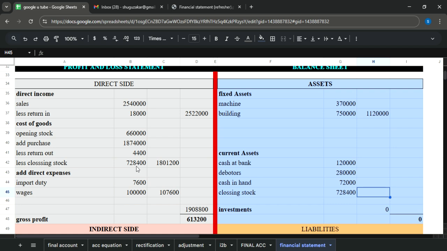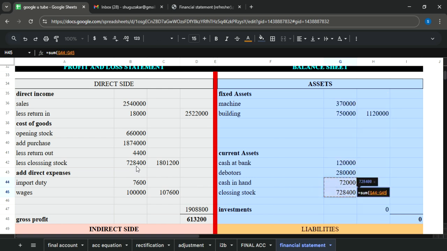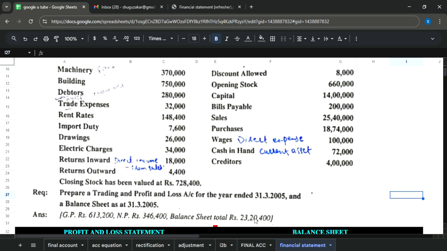We have four elements in current asset side. So sum has been taken. Now let's take sum of investment, then sum of current assets, then sum of fixed asset. Please note it down. You have taken sum of three elements: fixed asset sum, current asset sum, investment. So finally we have total of asset side 23,20,400, and here is your answer 23,20,400.